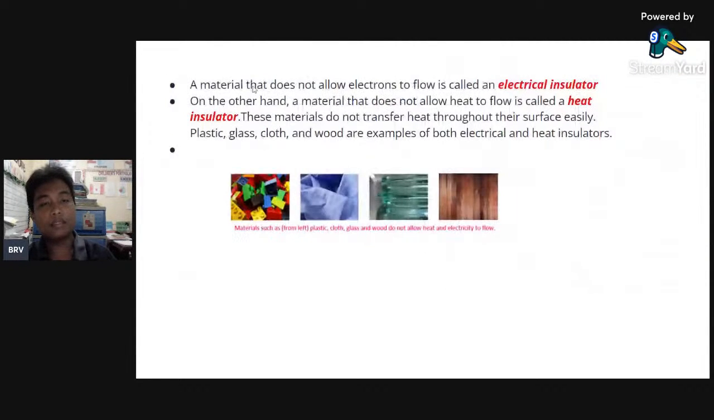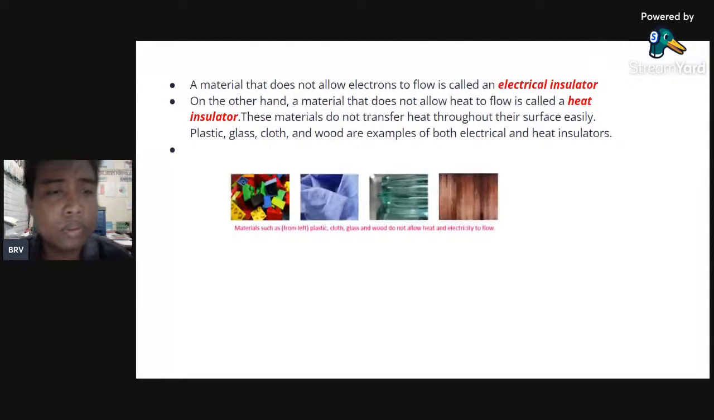Okay, a material that does not allow electrons to flow is called an electrical insulator. So they are the opposite of conductors. On the other hand, a material that does not allow heat to flow is called a heat insulator. These materials do not transfer heat throughout their surface easily. Plastic, glass, cloth, and wood are examples of both electrical and heat insulators.